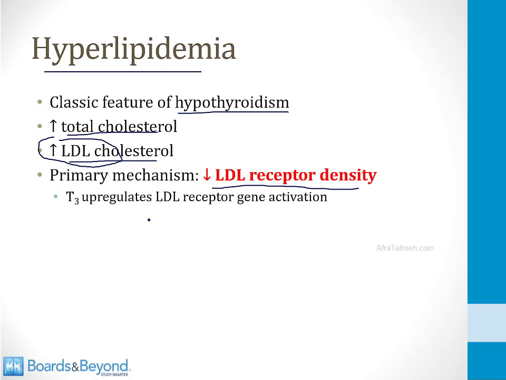It's been shown that T3 upregulates LDL receptor gene activation, so when you have low T3, and hypothyroidism, you get less LDL receptors. And an easy way to tie this in with our theme of slowing down is that in hypothyroidism, all the things on the last slide slow down, but also the clearance of LDL and total cholesterol from the plasma slow down, and therefore the levels rise.